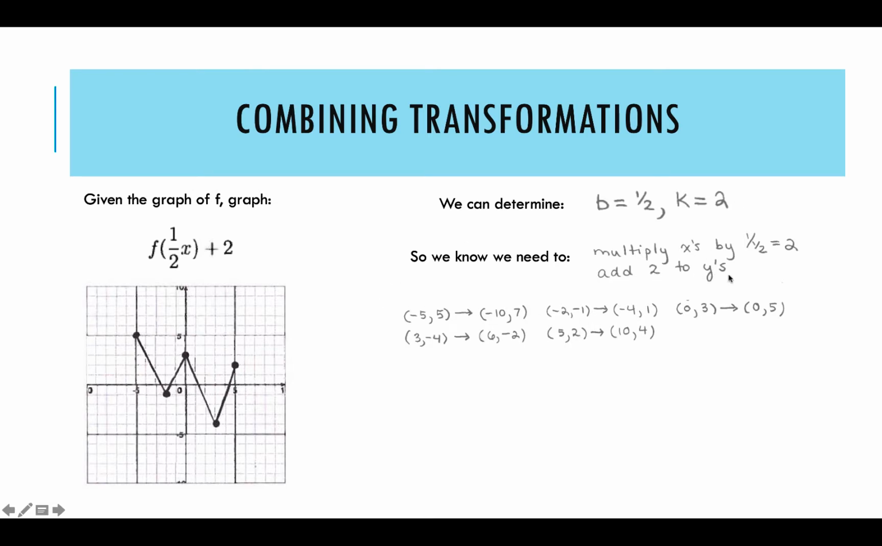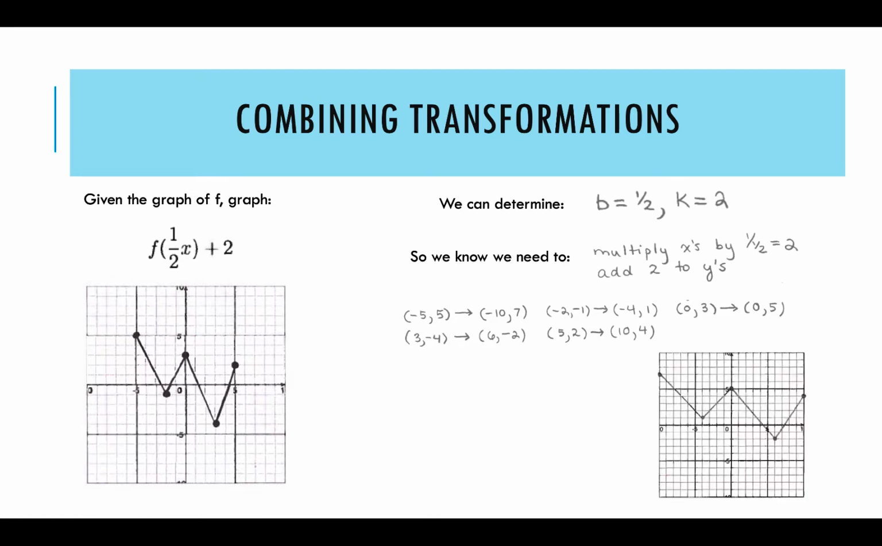And then I add 2 to the y values. So 5 plus 2 is 7. Negative 1 plus 2 is 1. 3 plus 2 is 5. Negative 4 plus 2 is negative 2. And 2 plus 2 is 4. So now I get this new set of points, and I can graph it.